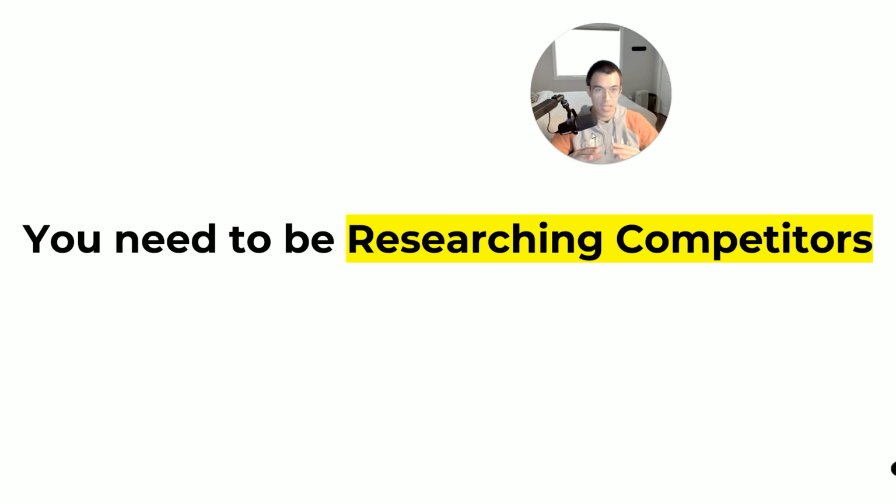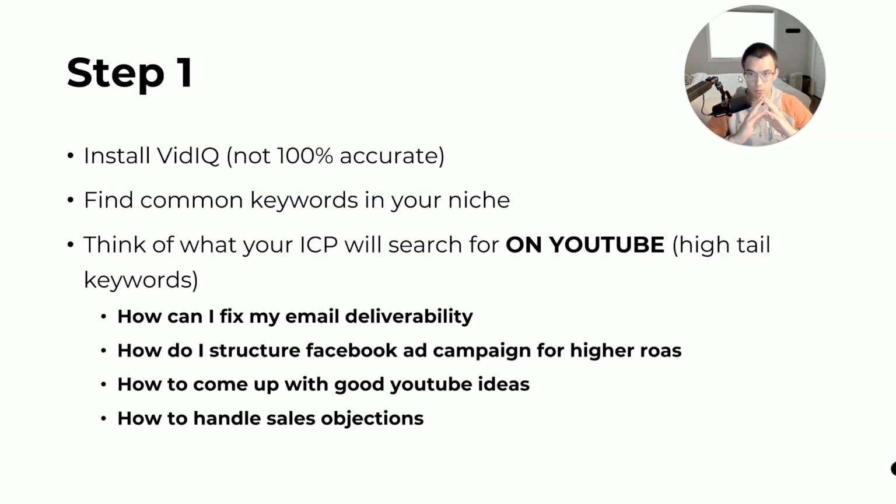Now, if you're like me and you don't have a channel that is established, we need to do the longer manual way. So the first step is you need to be installing vidIQ. Now, it's not 100% accurate when it comes to keywords, because of course it doesn't have all the information about YouTube. But once you install it, what you're going to do is find common keywords in your niche, mainly long-tail keywords, like what your ICP will search when they're on YouTube.